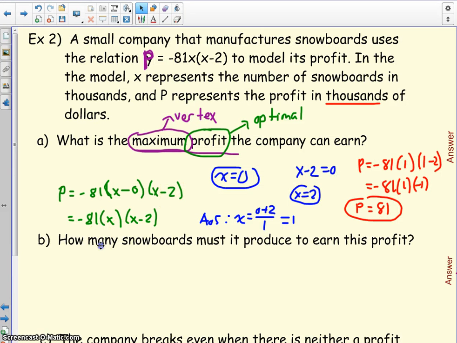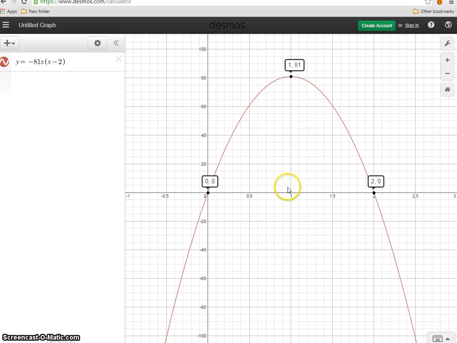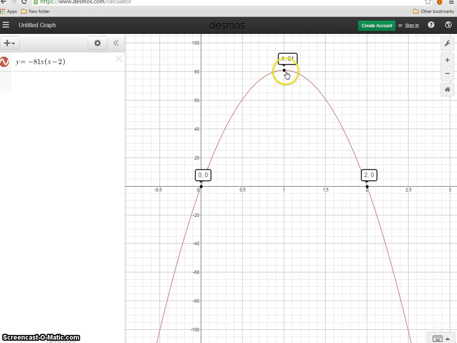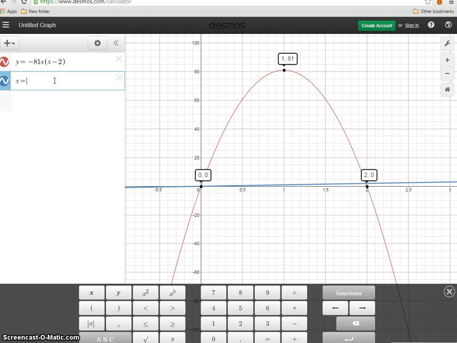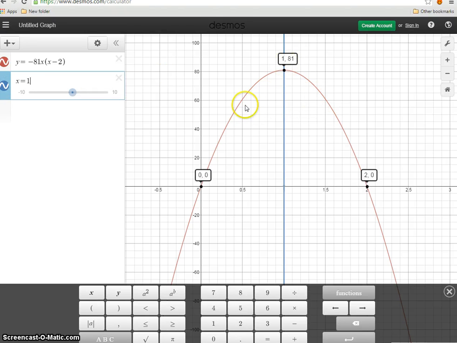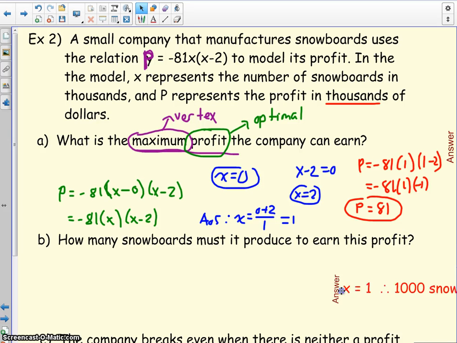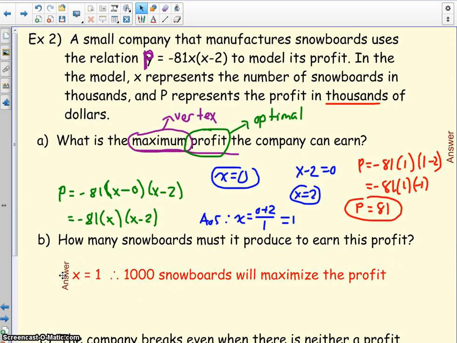For part B, it asks how many snowboards we have to produce to earn that profit. So again, if you think about this, the profit that we're trying to earn here is the maximum profit, the 81,000 that we just found. How many snowboards will it take? Well, we actually already found that out, because looking at our graph, it's going to be an x value of 1 that gives you that maximum profit. So the feature of the graph we're looking for is actually going to be our axis of symmetry, which we already found. Okay, so this one becomes relatively quick. We know our axis of symmetry is at x equals 1, so it'll take 1,000 snowboards to maximize that profit.